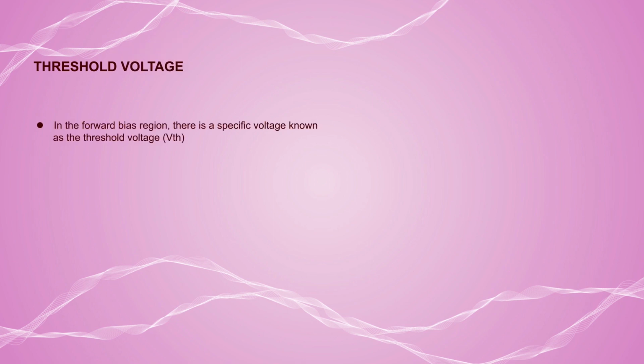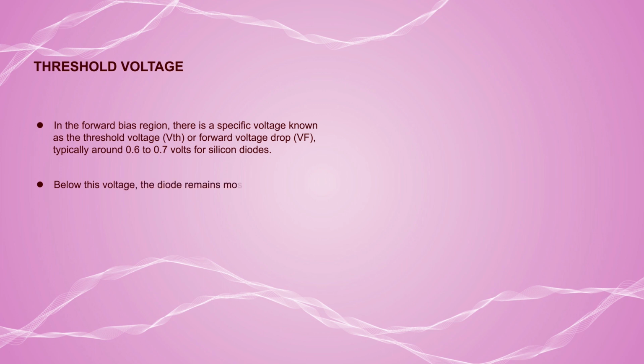Now, here the term that comes is the threshold voltage. So, what is threshold voltage? In the forward bias region, there is a specific voltage known as the threshold voltage or forward voltage drop, typically around 0.6 to 0.7 volts for silicon diodes. Below this voltage, the diode remains mostly non-conductive, and above this voltage, the diode becomes conductive.